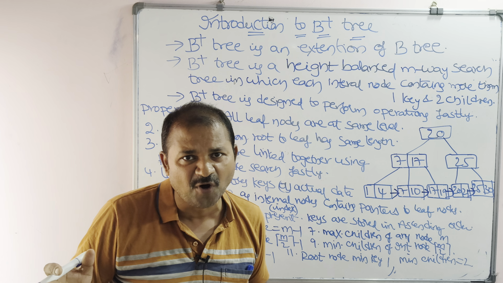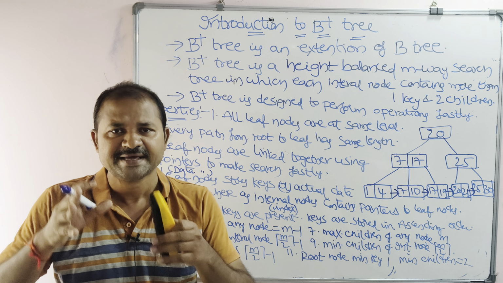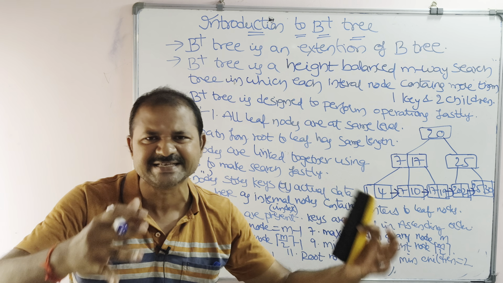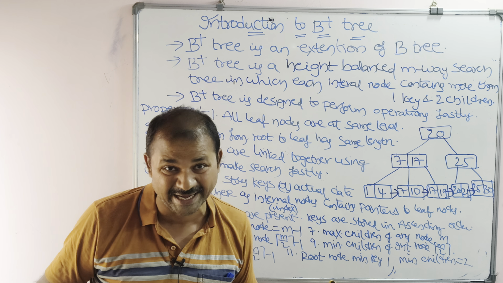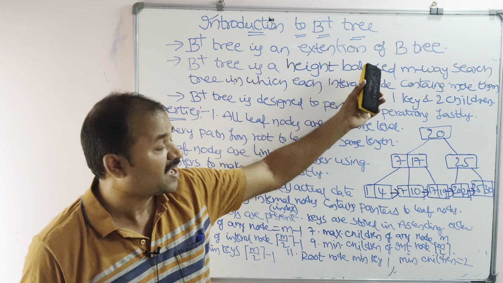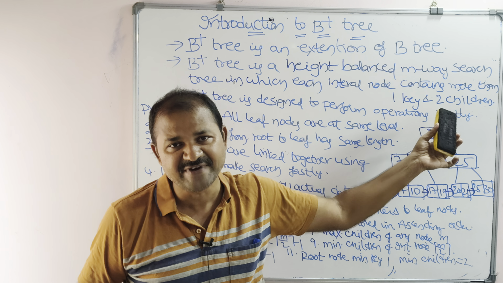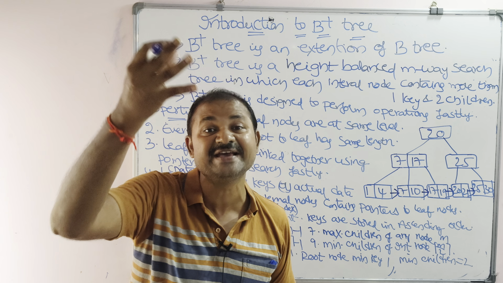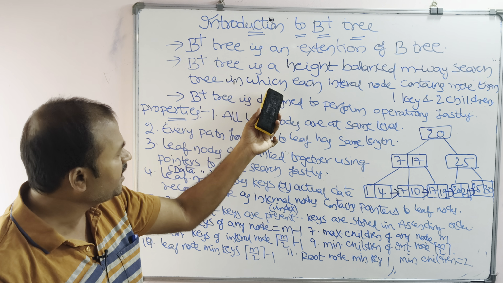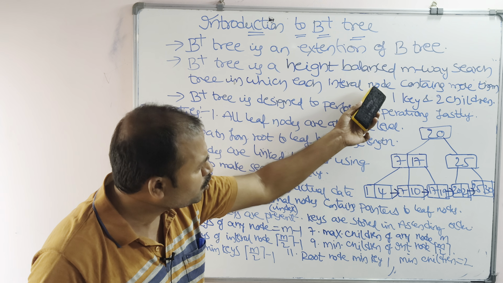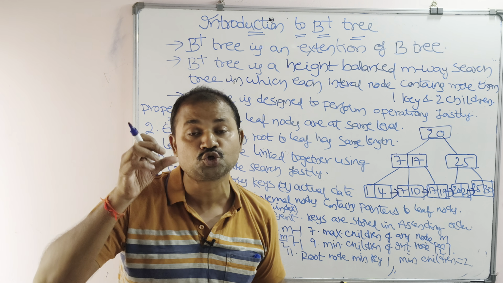In order to perform insertion, deletion, and search operations, the time complexity in all the cases, best case, worst case, and average case, is order of log n. So that's why it is called a height balanced tree, and it is an M-way search tree. M-way search tree means it is a multi-way search tree. Why is it called a multi-way search tree? This is the reason: each internal node contains more than one key and more than two children.